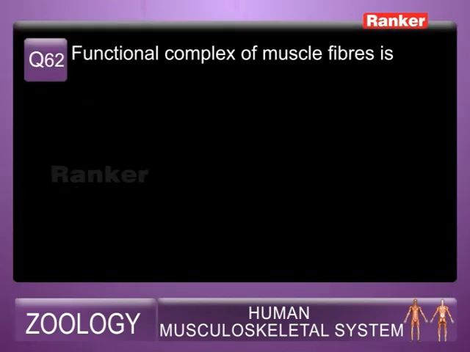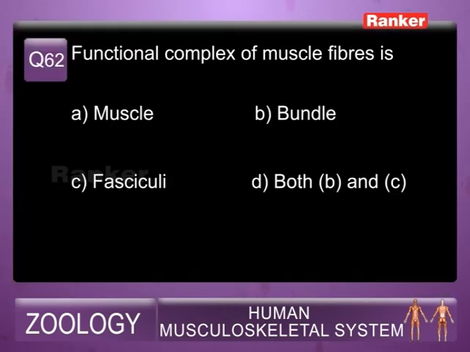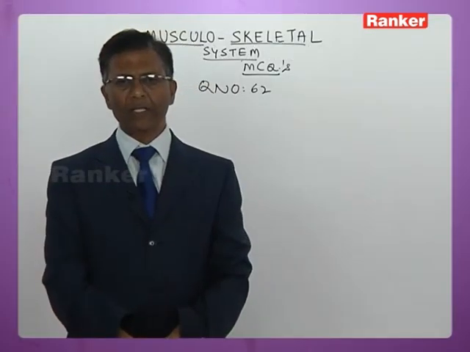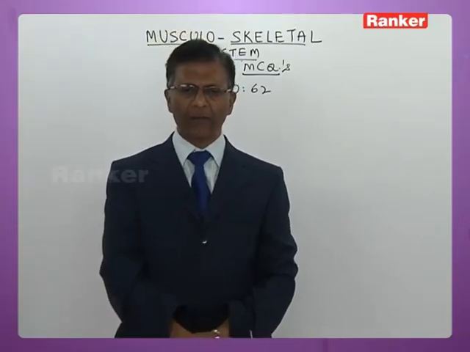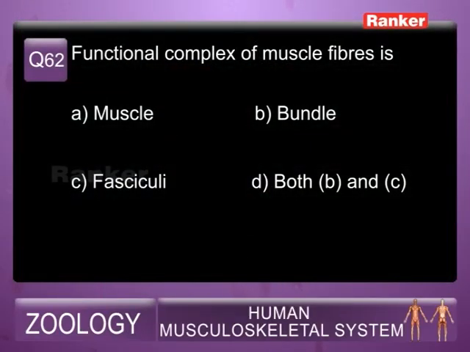62 is here. The functional complex of the muscle fiber is A, muscle, B, bundle, C, fascicle, D, both B and C. So here the functional complex of the muscle fiber is the fascicle, that is a bundle of muscle fibers. Okay, the fascicle is the answer. So the answer is C.